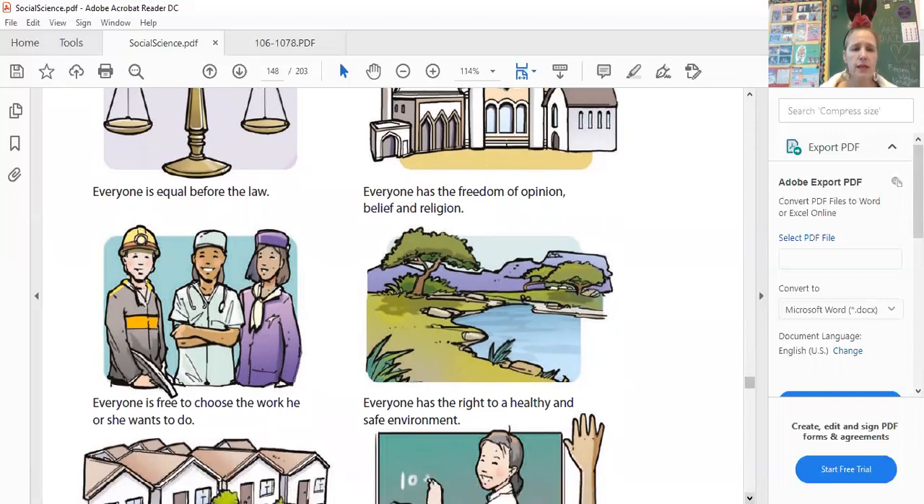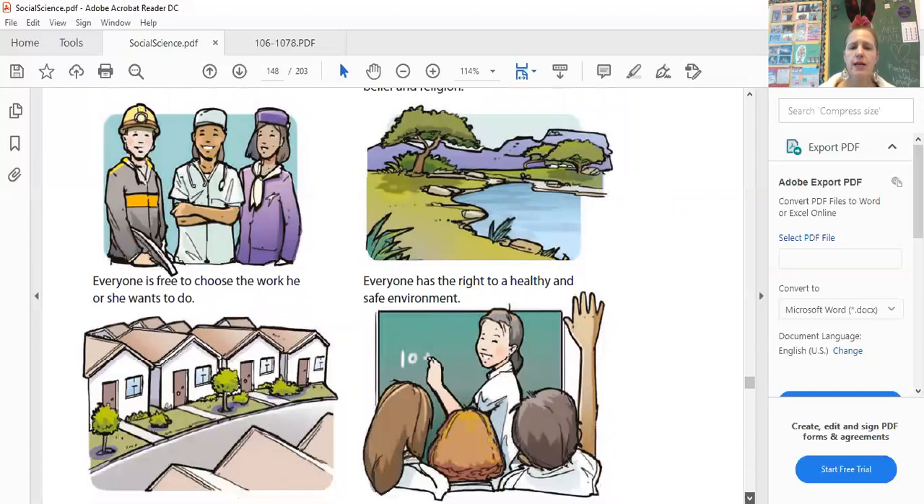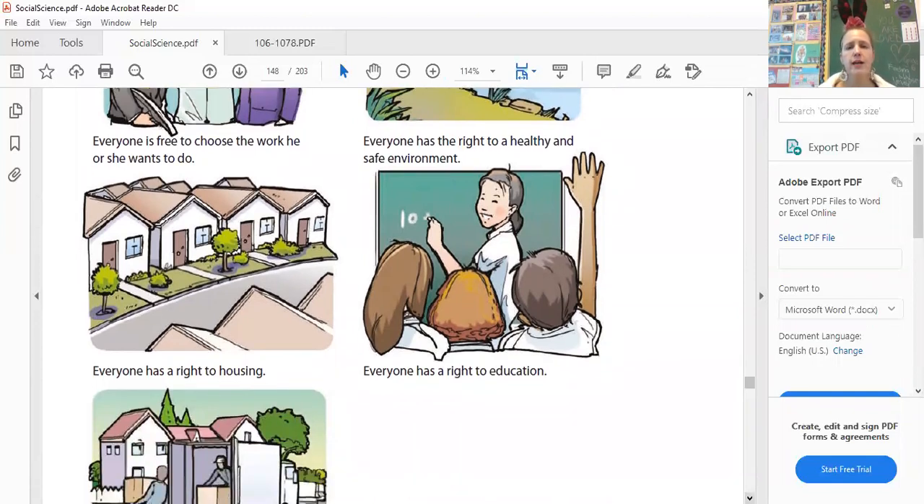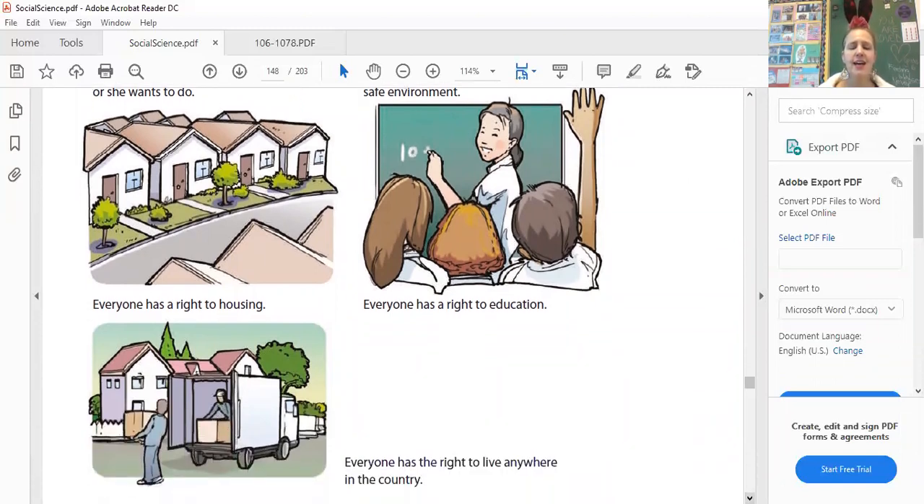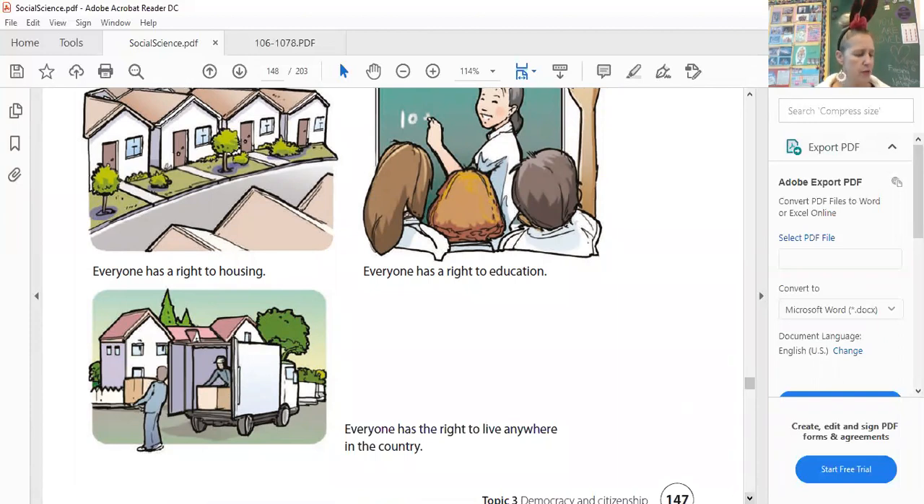Okay, everyone is free to choose the work he or she wants to do. And we talked about that when we talked about apartheid ending. Everyone has the right to a healthy and safe environment. Everyone has a right to housing. Everyone, this is a big one, has a right to education. And everyone has the right to live anywhere in the country. Wherever you want to go, you can go and live there. Okay.